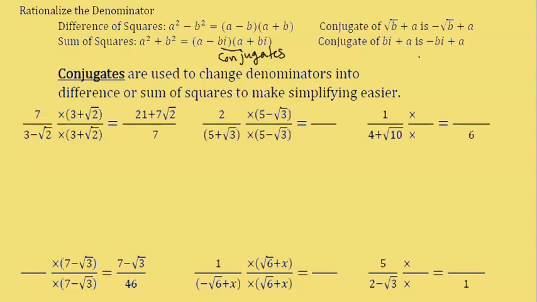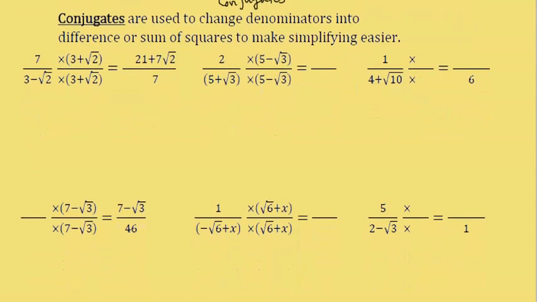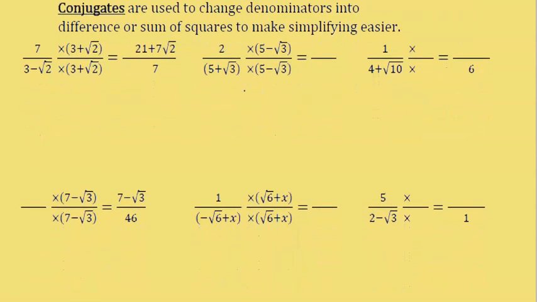For a complex conjugate, you just change the sign in front of the I part. For an irrational conjugate, you just change the sign in front of the radical part. Let's look at these examples. So, this first one is done for you.